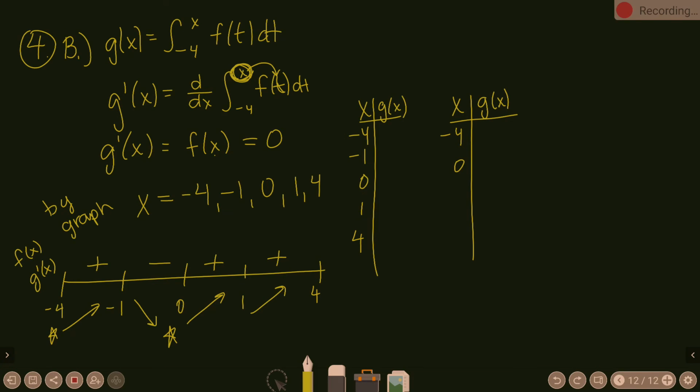And at 1, 4 is going to have to be a max of some sort, or it's definitely not, you know. And then 1 is not going to be a min or a max. It's going to be maybe more like an inflection point or something. Okay? So that's what I did there. You're plugging these values back into g of x.